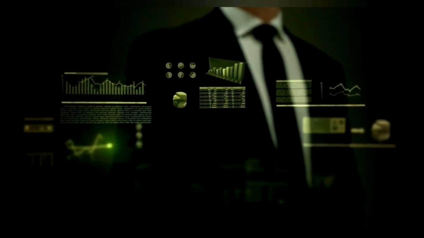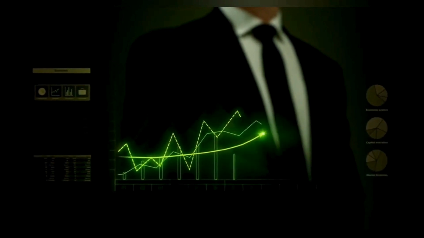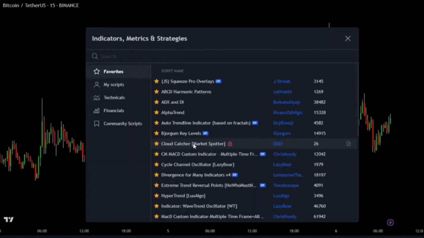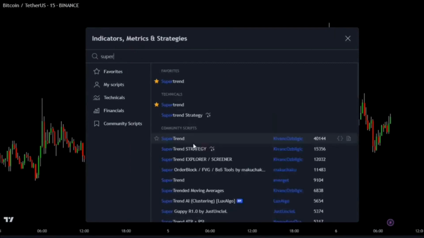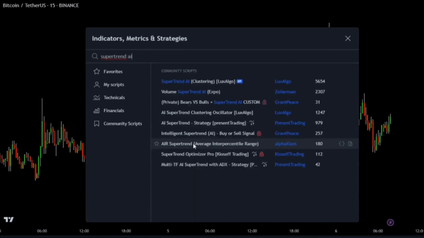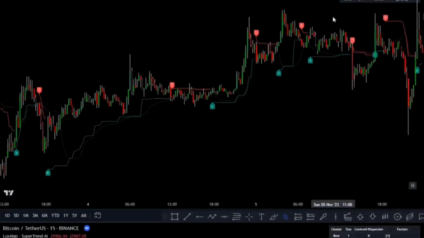In total, we will use 3 free indicators for this strategy. Let's start by applying the first indicator. To do this, open the Indicators section in TradingView, then type the name of our first indicator, which is Super Trend AI by LuxAlgo. Add it to the chart. This indicator provides clear buy and sell signals that we will use for trading.